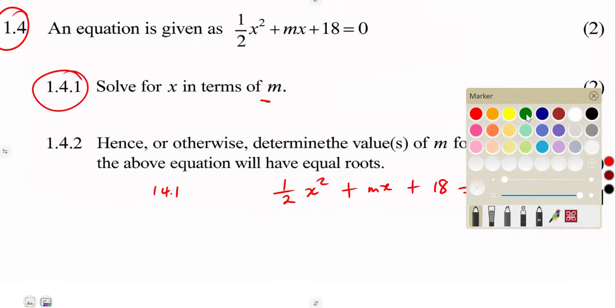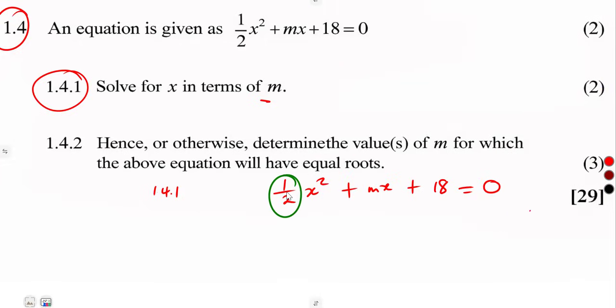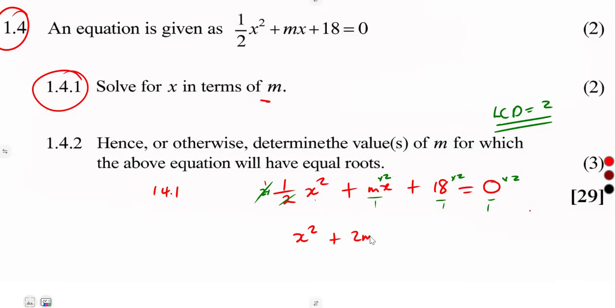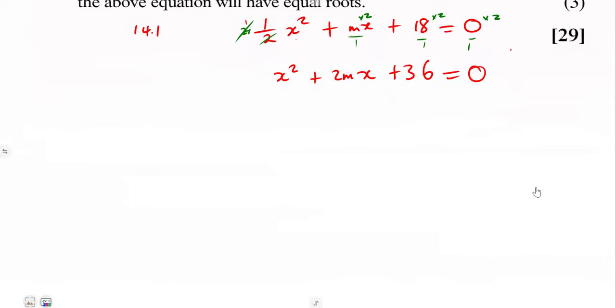Or you can clear the fractions, as we have a fraction here, 1 over 2. So the LCD of these fractions will be 2. You multiply each and every term by the LCD, by 2. So this was going to cancel, and you have 1 times x squared, which is x squared; 2 times m, that's 2mx; 18 times 2, that is 36; and 0 times 2, that's 0. So at least we no longer have fractions, so we can simply solve. It's another way, but you could have just solved directly as it is.